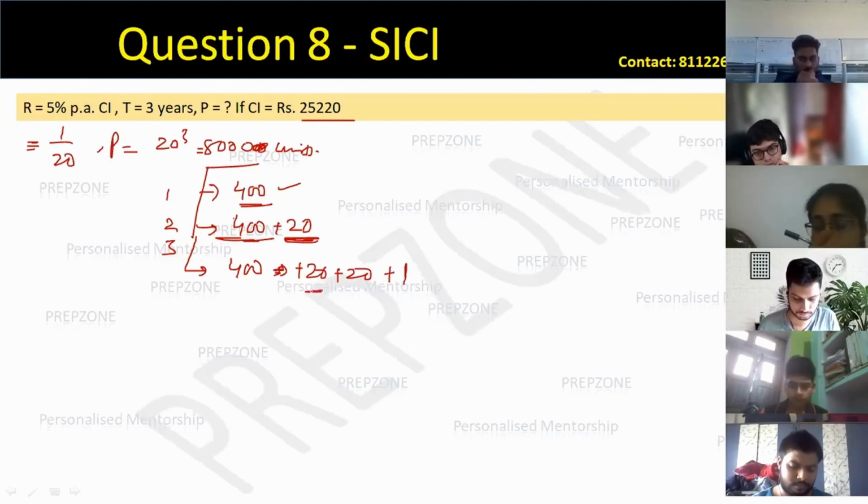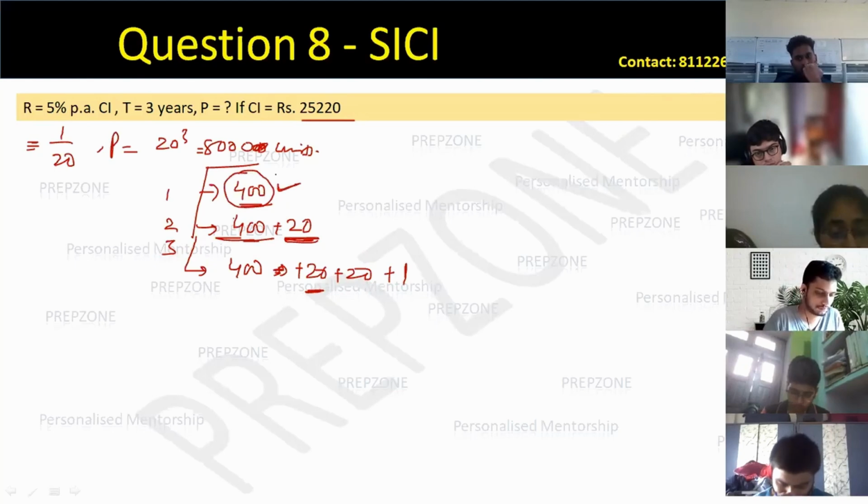This 20 is interest over the first principal and a 400 pay. So 400 into 1 by 20, simple interest. This has been accounted. Then second year pe jo 400 tha, that has also been accounted.